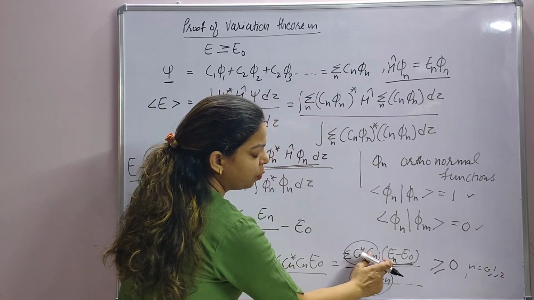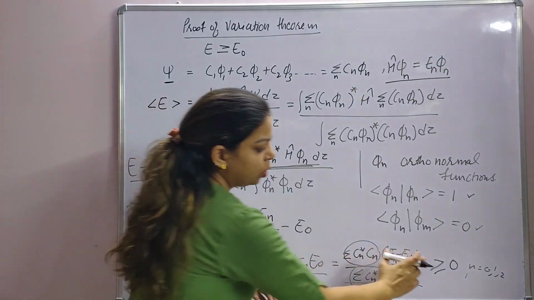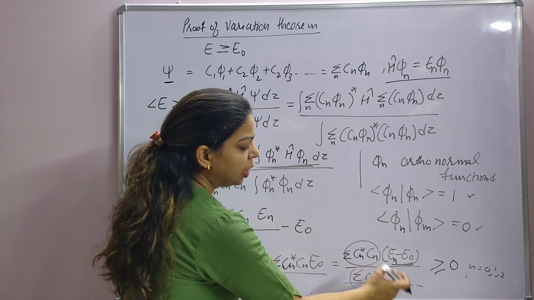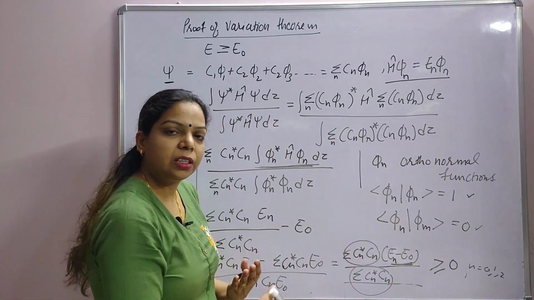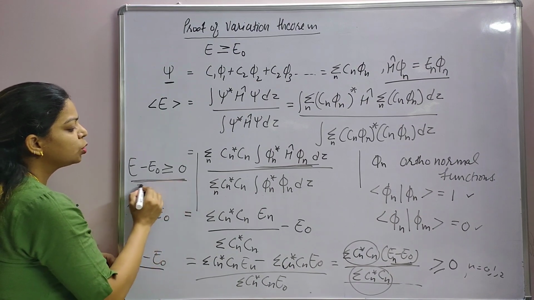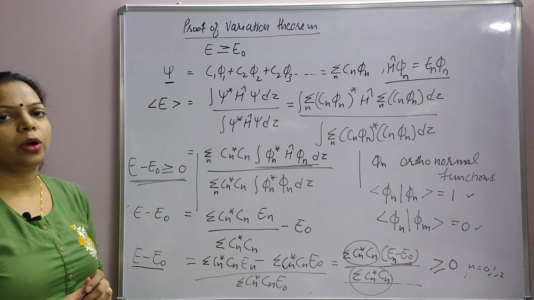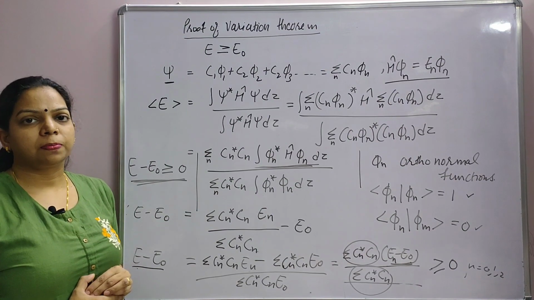Even if you put 0 over here, it will be 0: E0 minus E0 will be equal to 0. If you put E1 minus E0, it will again be greater than 0. So this way, this is the proof of the variational theorem. We will apply this theorem to some function to prove it for a particle in a 1D box.